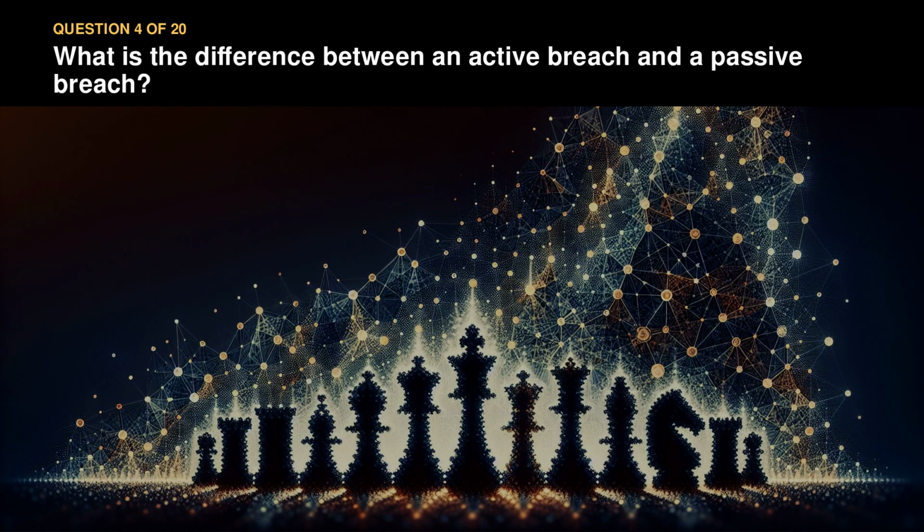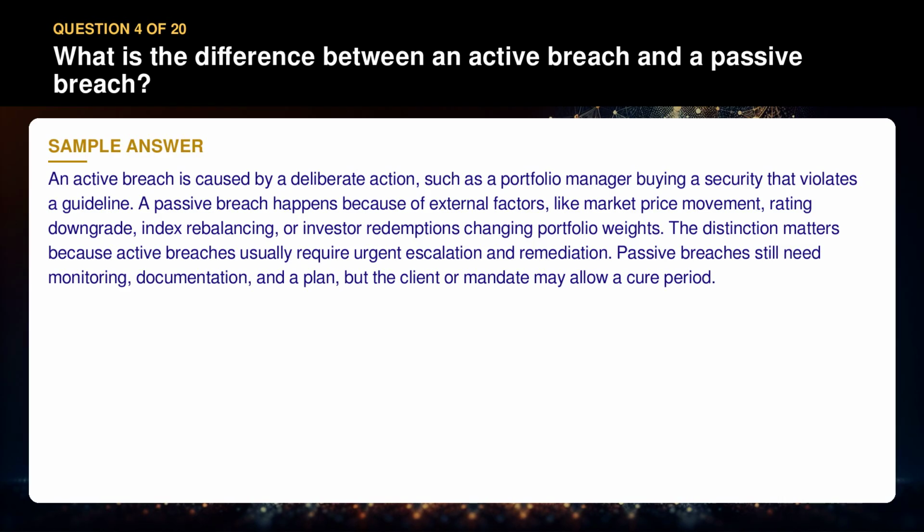Question 4. What is the difference between an active breach and a passive breach? An active breach is caused by a deliberate action, such as a portfolio manager buying a security that violates a guideline. A passive breach happens because of external factors, like market price movement, rating downgrade, index rebalancing, or investor redemptions changing portfolio weights. The distinction matters because active breaches usually require urgent escalation and remediation.